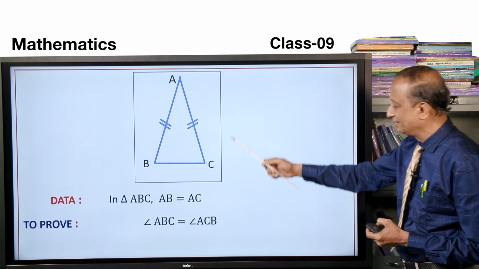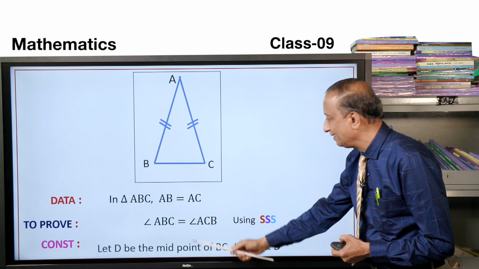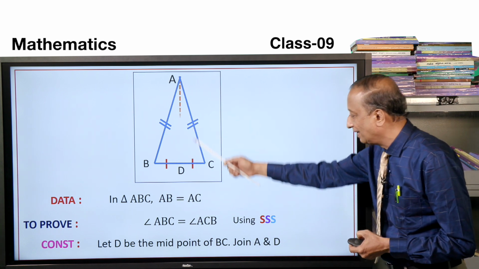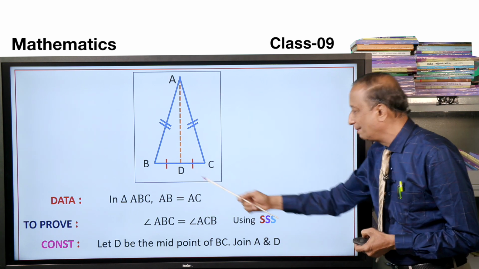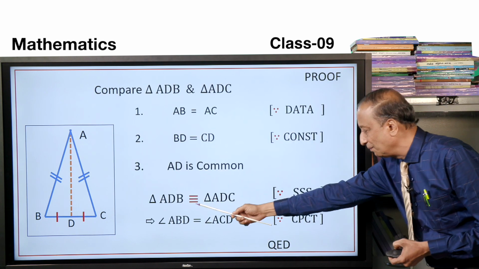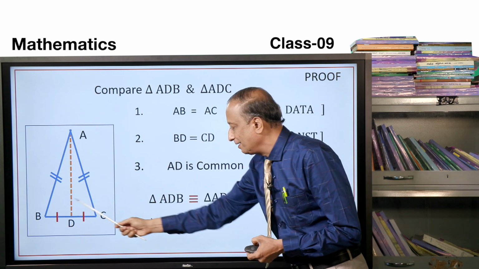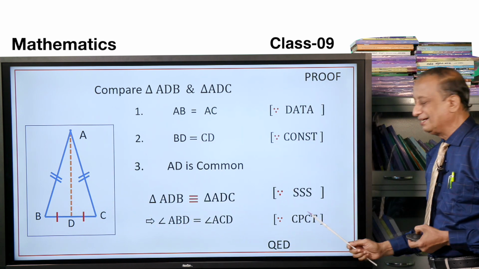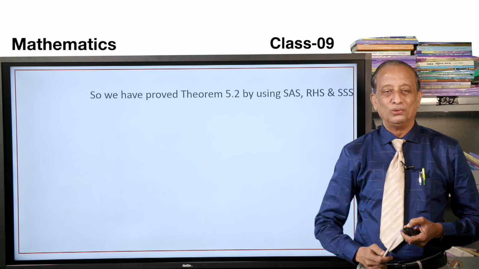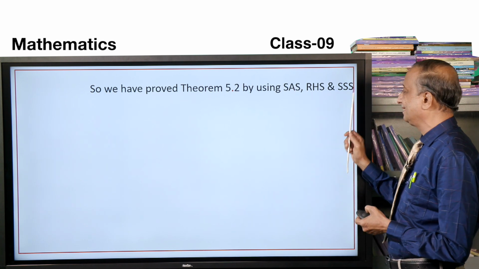So, this is the figure, data to prove, and if you want to use SSS, the construction is, we have to choose the midpoint of BC, call it as D, join A and D. This is the median. So, you got two triangles, compare them, they are congruent on account of SSS. Once they became congruent, the corresponding parts are equal. Therefore, angle B and angle C are equal. Hence, it is proved. So, we could prove this theorem 5.2 using SAS, RHS and SSS.